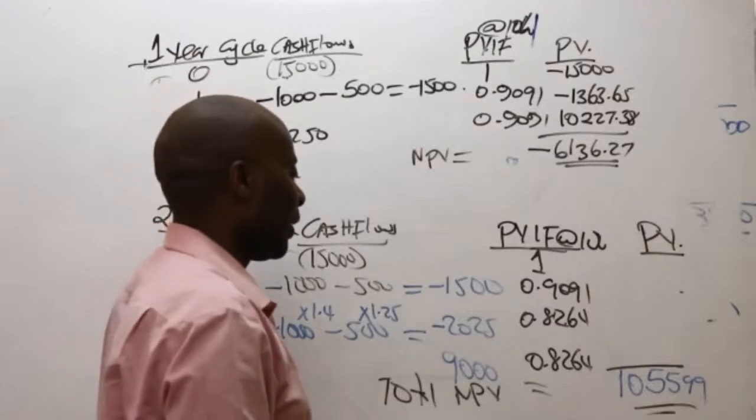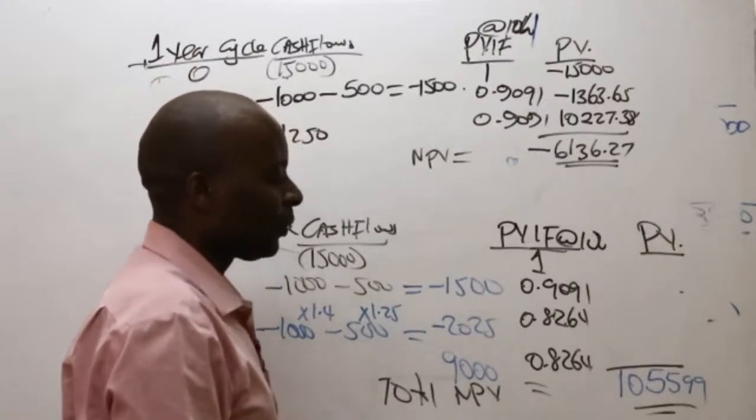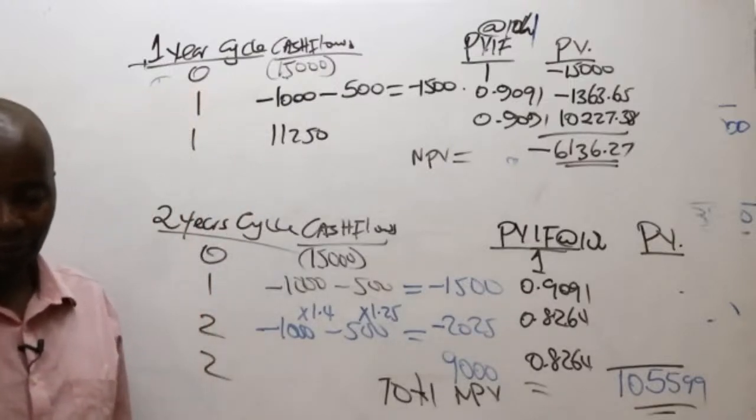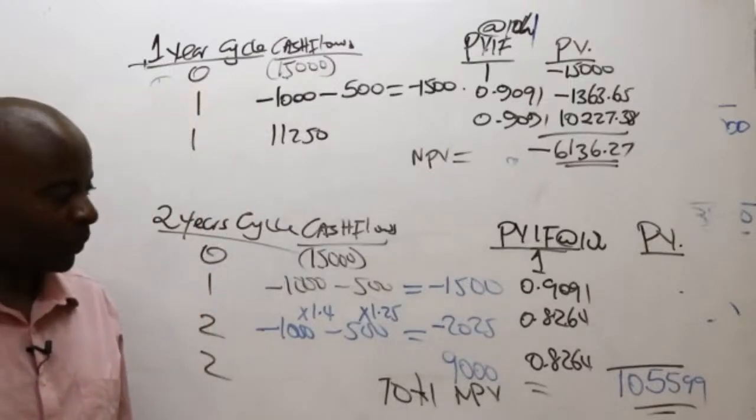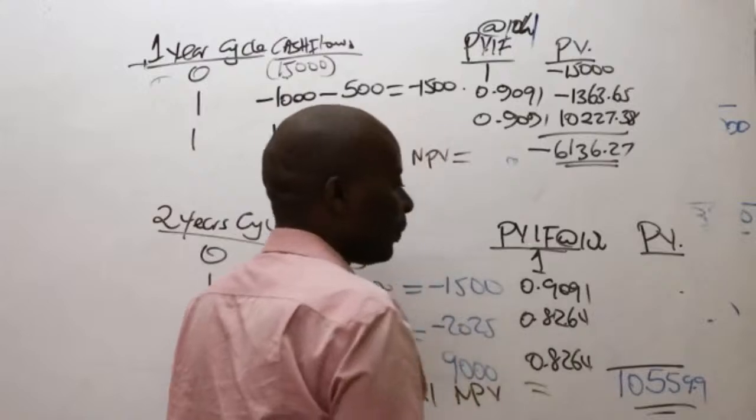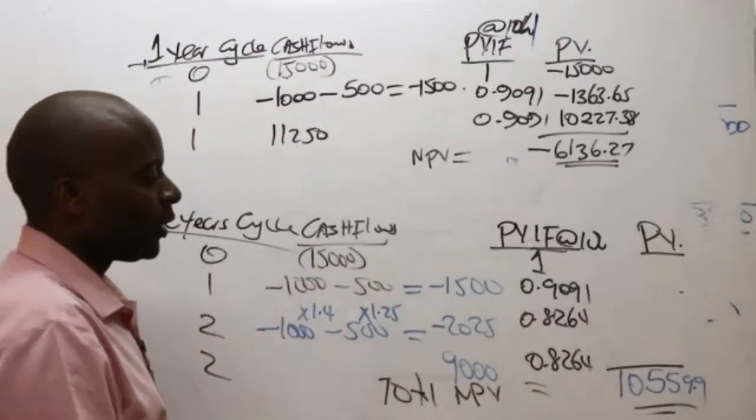Negative, eh? How come it's that big? That's so big. Negative 10,599, but what a negative, isn't it?